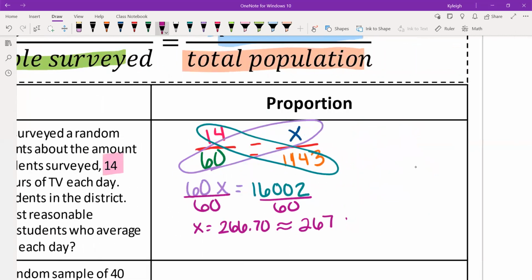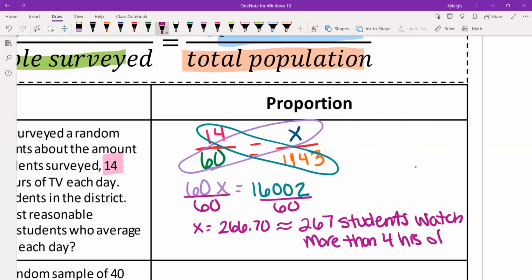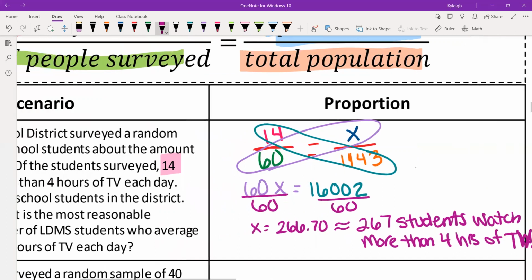267 what? Students watch more than 4 hours of TV. Okay, so make sure you have a nice little sentence at the end. And you round. Okay, so let's do that again.